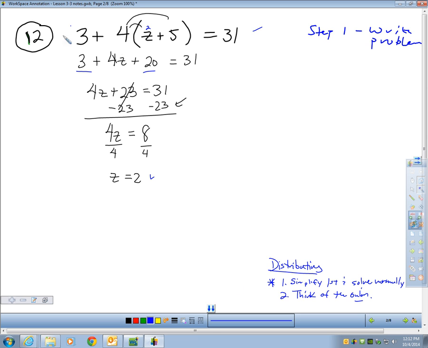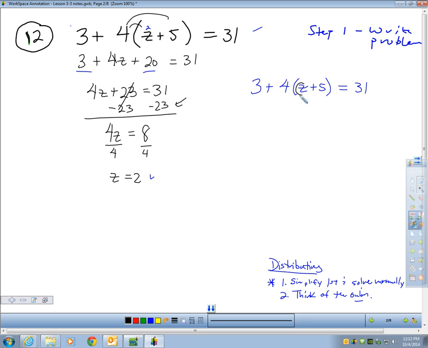Now, I'm going to do the same problem real quickly one more time, but this time I'm going to think about the onion. So remember, if you're distributing, you got two choices. You can simplify first like I've been teaching you all along, or we could think of the onion. Let me draw up my onion for this problem. It's going to look a little different because watch.